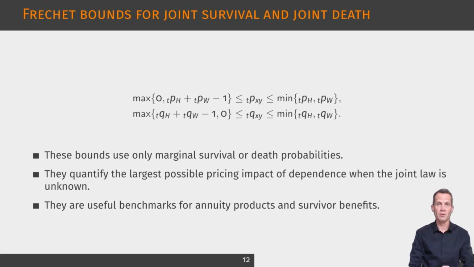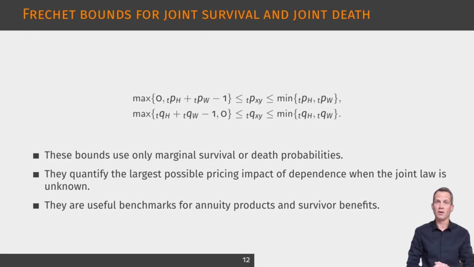They are purely probabilistic bounds and require only the marginal probabilities. The first bound concerns the probability that both spouses are alive at time t. This probability cannot exceed the smaller of the two marginal survival probabilities, and it cannot be lower than the excess of their sum over 1 when this excess is positive. The second bound applies the same idea to the probability that both spouses have died before time t.